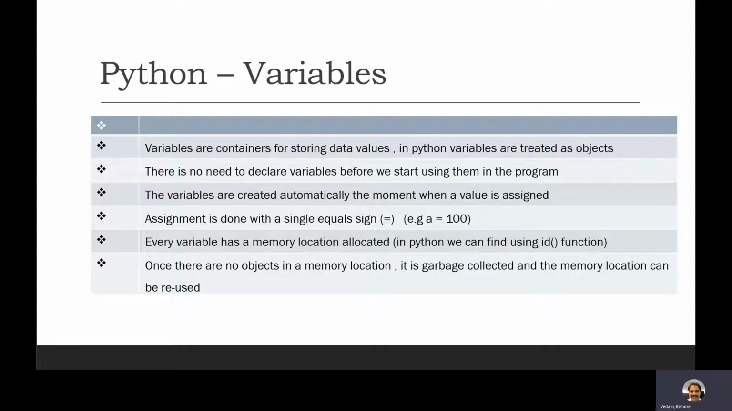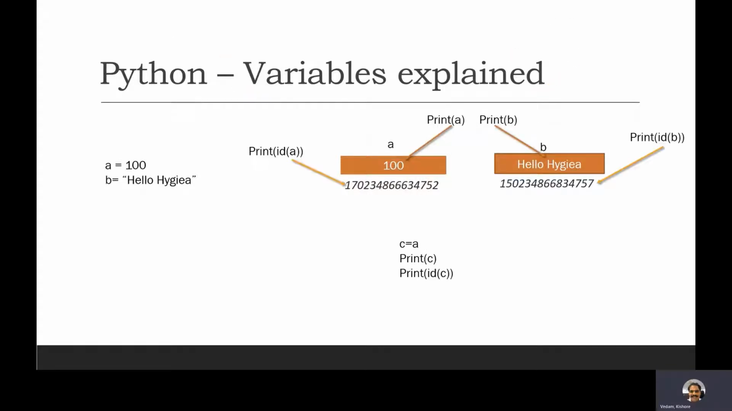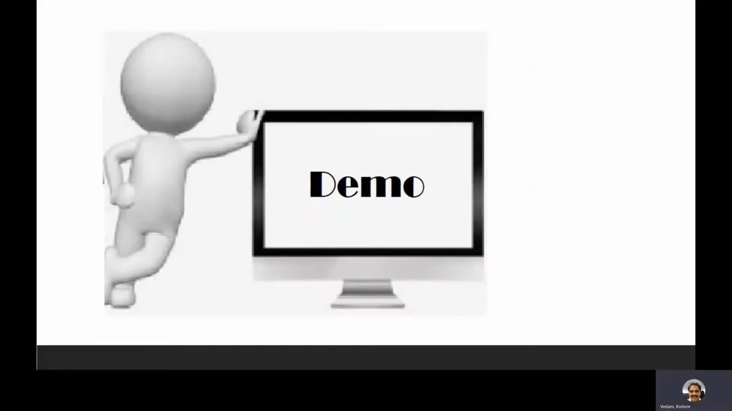In the last session, we talked about how Python variables are treated as objects, and Python value assignment happens with the equal to sign. We can fetch the memory location using the id function. Python will take care of garbage collection once the objects are freed up. We have also seen an example of how variables are allocated, assigned, and referenced. Now we will continue with the demo that is left over since the last session.